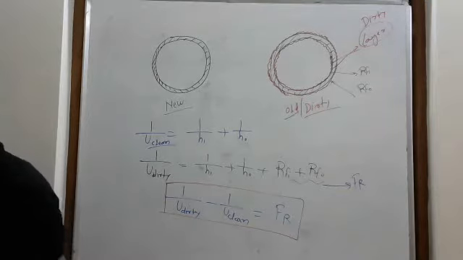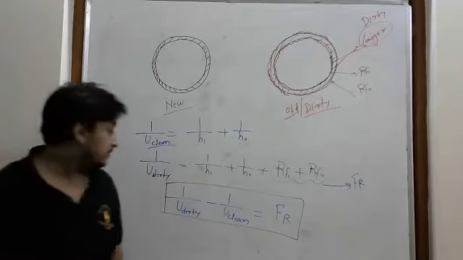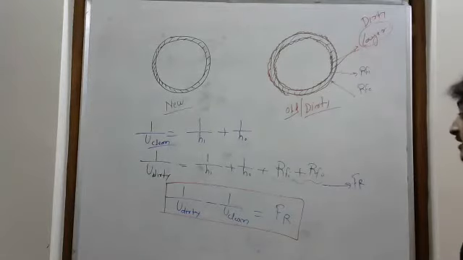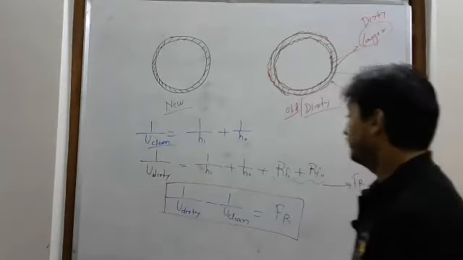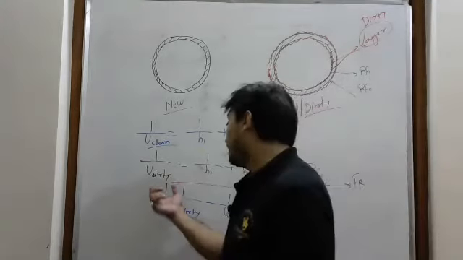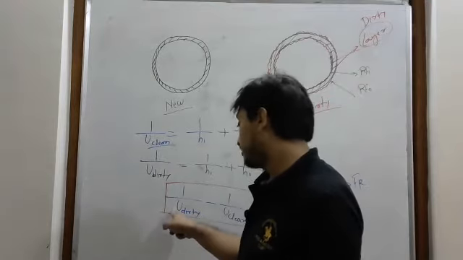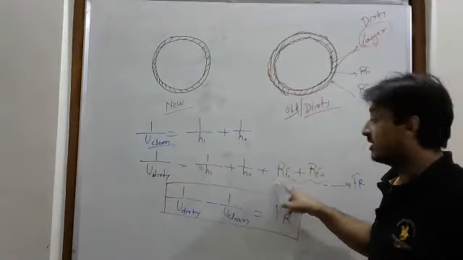Okay, one question is there. Is the overall heat transfer coefficient high for clean or dirty? So you tell me, Somesh, which can be high, this one or this one? Definitely the overall heat transfer coefficient for this value will be less, and this value will be more. 1 by more means what? Actually this is the resistance.